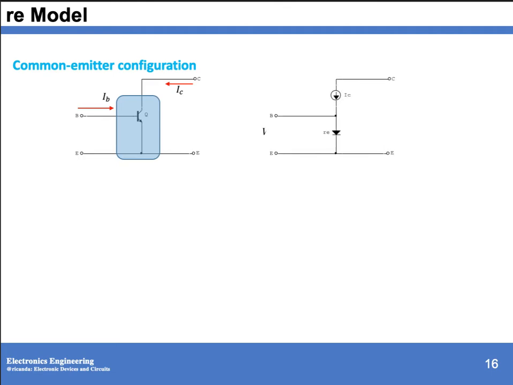Then we have the common emitter configuration. This is your common emitter. Your input is now at the base and your output is the same at the collector, with your emitter as common between your input and output. So we have this current I_input, it is equivalent to I_B, and we have your current I_C and your I_E. So we have to change this one into an r_e model. So since we have this emitter, we have to represent your emitter with a diode.